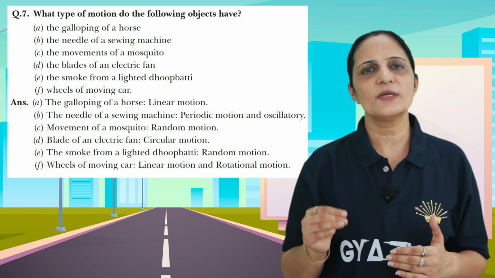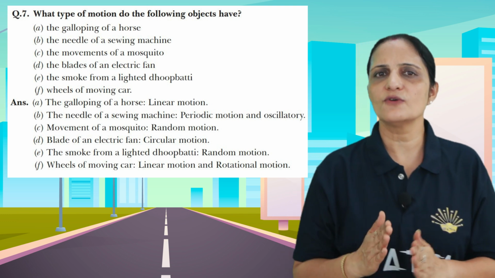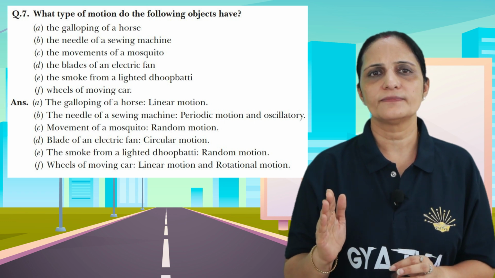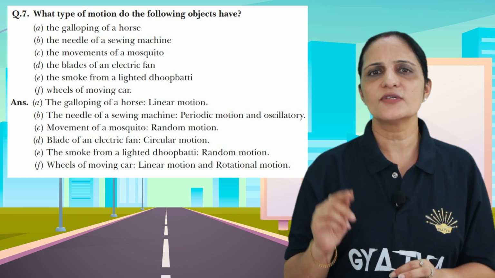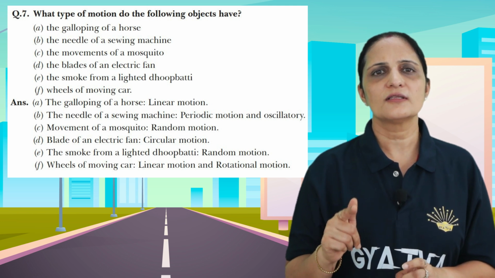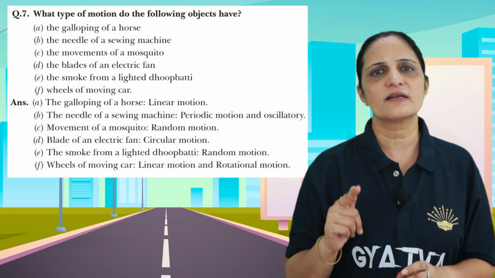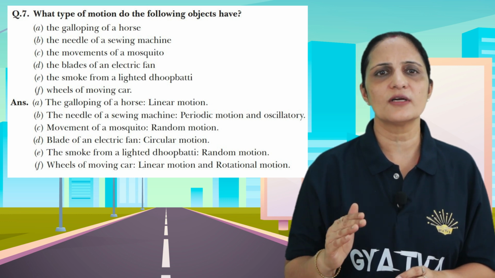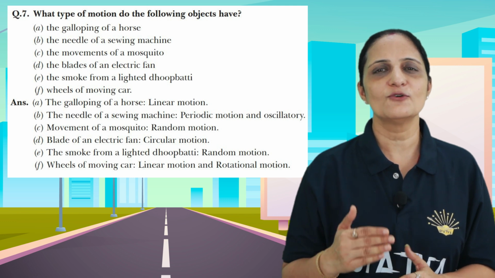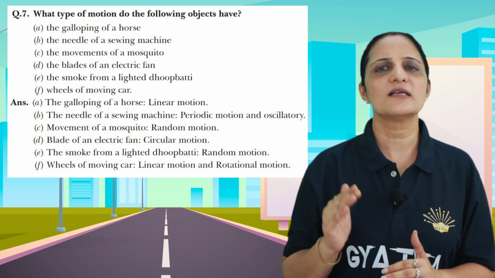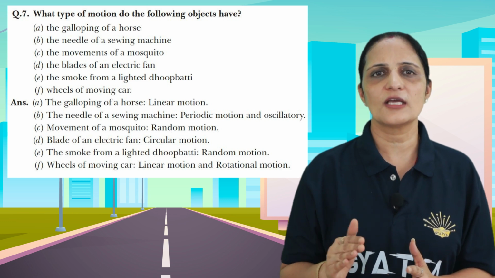A part, the galloping of a horse. So the horse moves in a straight line, तो ये कौन सा motion होगा? Linear motion. Second, the needle of a sewing machine, it is periodic motion and oscillatory. Third, movement of a mosquito, it is a random motion. D, blade of an electric fan, it is a circular motion. The smoke from a lighted dhoop batti, again it is a random motion. Sixth, wheels of a moving car, it is a linear motion and a rotational motion.